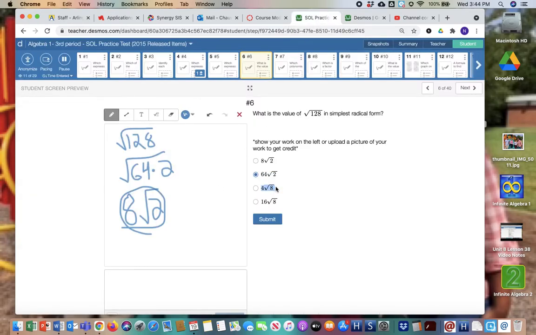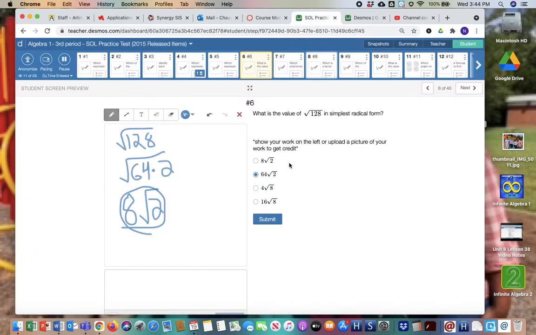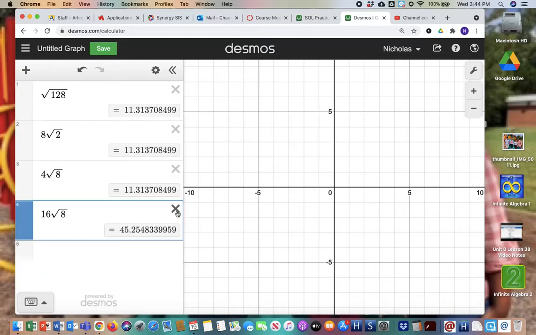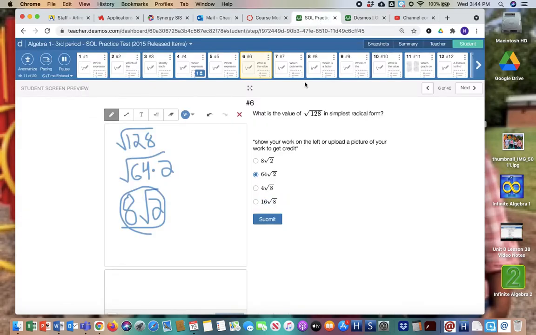4 square root of 8, same answer, but I'll go over why we wouldn't pick that one in just a second. 16 square root of 8, totally different answer. So obviously we can eliminate these. So now, since both these have the same decimal, you want to pick the one with the smallest number on the inside because it's the most simplified form. So that's how we get the 8 square root of 2. And that's how you could check it even if you didn't really know how to do the actual work.